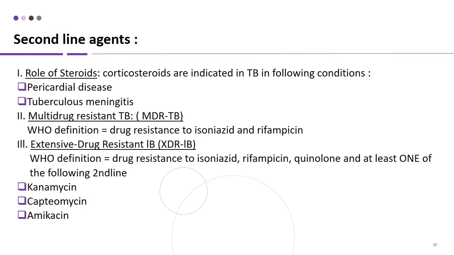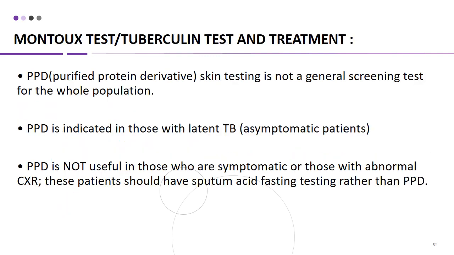And what is multi-drug resistant TB? It is the TB which is resistant to isoniazid and rifampicin, whereas XDR TB, which is extensively drug resistant TB, is resistant to isoniazid, rifampicin, also a second line agent, that is quinolone, and at least one of these 3 second line agents, that is kanamycin, capreomycin, and amikacin.